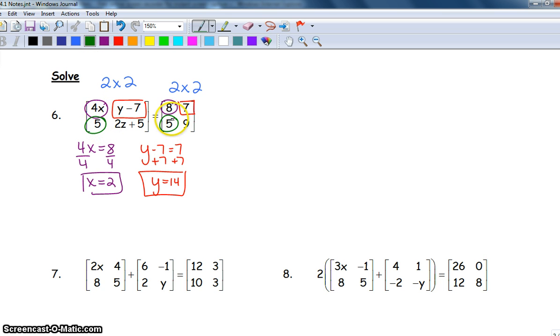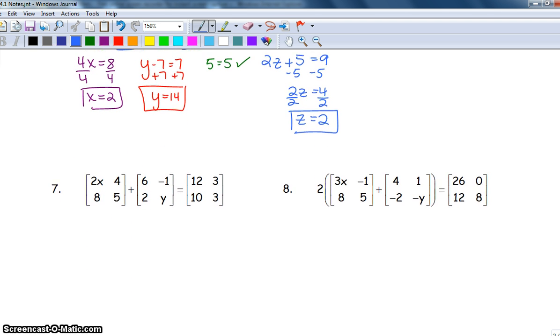Next, 5 and 5 are in the same positions. There is no variable to solve there. I'm just showing you that they are true, they are equal entries. And last, we've got 2z plus 5 is in the same position as 9. So those two pieces have to be equal to each other. So I want to find the value of z that's going to make the left-hand side equal to 9. We move 5 over. 2z is equal to 4, divide by 2, and we get z is equal to 2. Now that is just if we have two matrices set equal to each other.